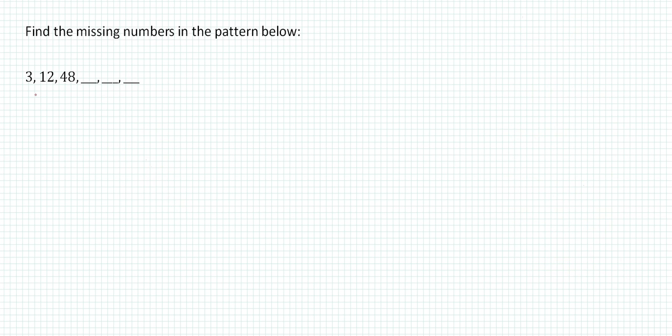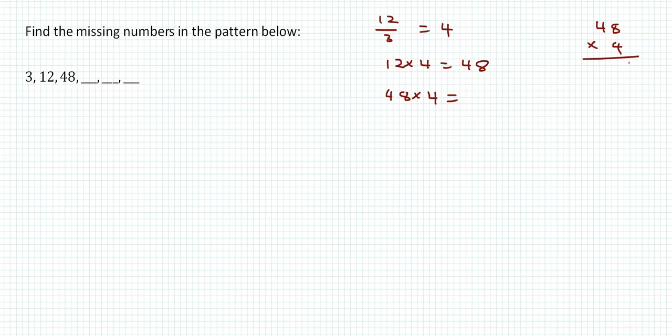Next example, find the missing numbers in the pattern below. So we have 12 divided by 3. It's going to give us 4. 12 multiplied by 4 is 48. 48 multiplied by 4. Let's go ahead and walk through that together. 8 multiplied by 4 is 32. We have a 2 here. We bring a 3. 4 multiplied by 4, 16 plus 3, we have 19. So we have 192.